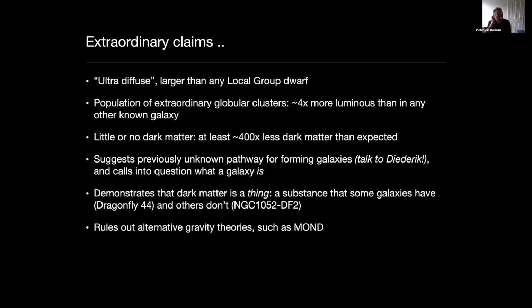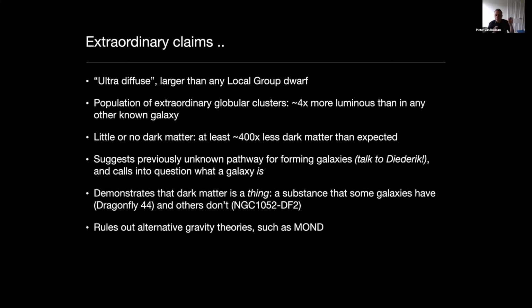So the claims at that point were these, right? We said this galaxy is larger than any Local Group dwarf, very big. Then we said the globular clusters are extremely luminous, more luminous than in any other galaxy, by the way. People have used the luminosity of globular clusters as a distance indicator because it's so well constrained. And Diederik can explain to you why, right? There are good physical reasons to expect that if star formation occurs in the same way in different environments, every galaxy has the same luminosity function of globular clusters.